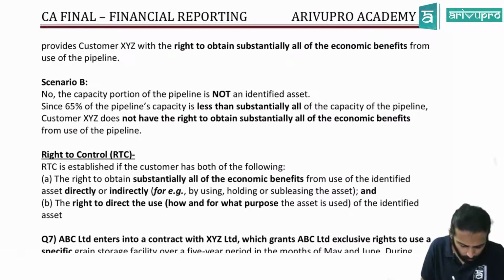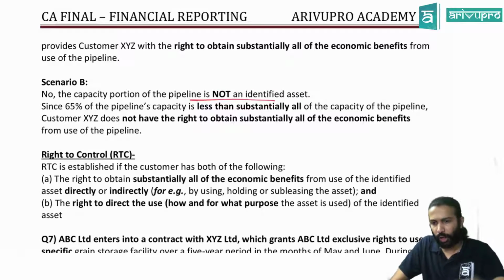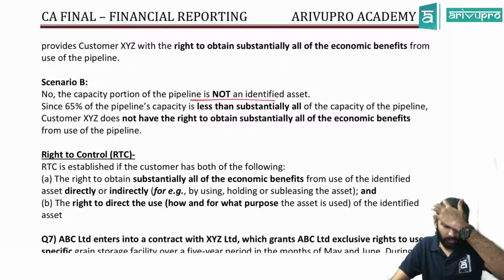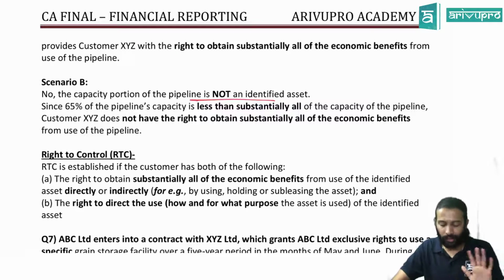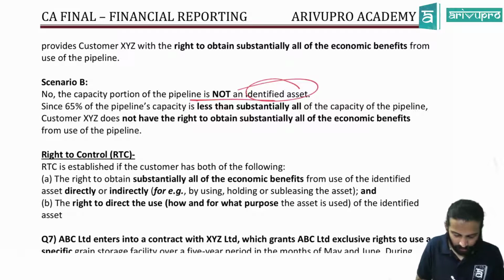Therefore you will just write here: not an identified asset. Just underline that. You'll call out the reasons and then those conditions, and then finally conclude whether it is an identified asset or not an identified asset. Manageable.